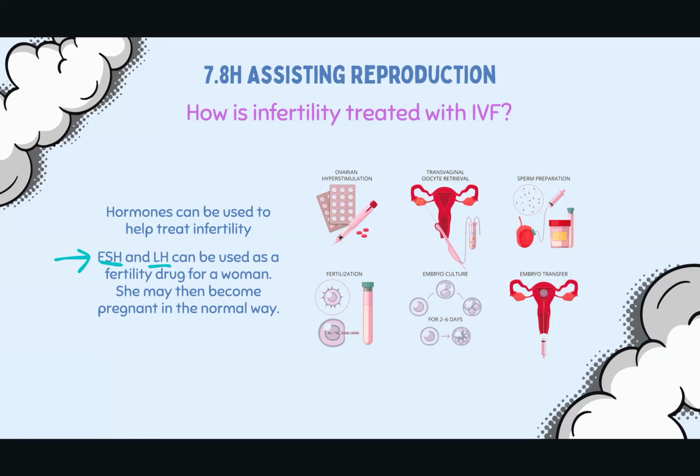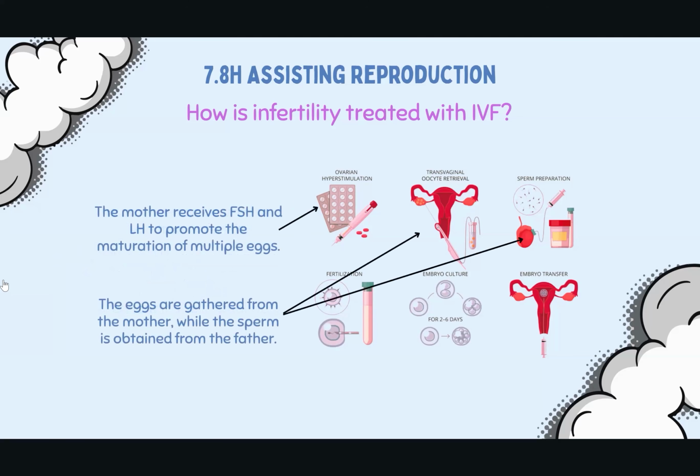What that means is if a female does take FSH and LH as medicine, she might become pregnant the normal way. It could just be that her body doesn't produce enough of those two hormones, which means eggs aren't being matured and released every single month. So taking this just guarantees that there's that release of the hormones, the release of the egg. Now, IVF is where the egg cell is fertilized external to the body. For example, the mother receives FSH and LH that promote the maturation of multiple eggs.